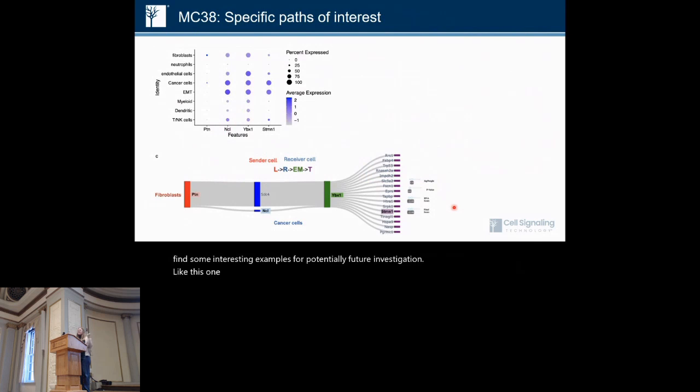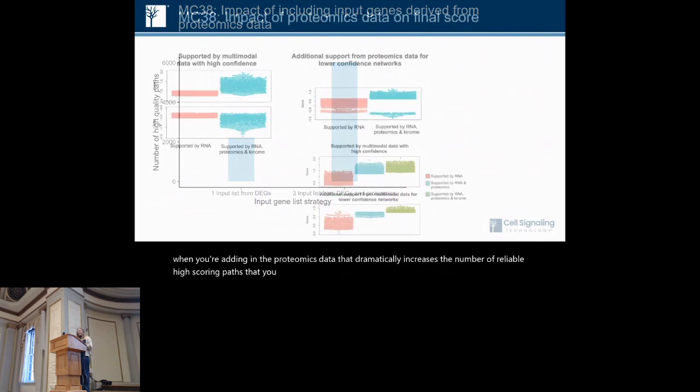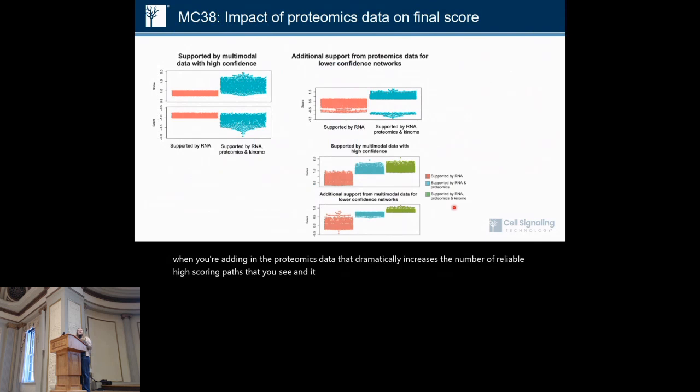We're very curious about looking at further. I also wanted to mention that when you're adding in the proteomics data, that dramatically increases the number of reliable high-scoring paths that you see. And there's a lot of paths that might not have been really interesting looking if you were only looking at the transcriptomics data, but become interesting once you add in proteomics, phosphoproteomics, and kinase inference.